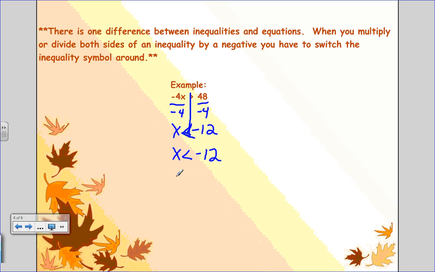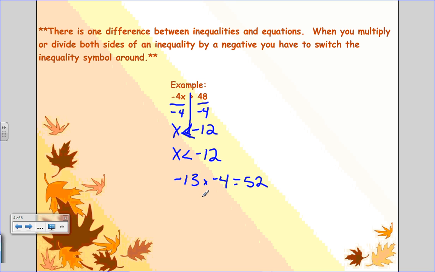So let's check and make sure that this is right. I need a number that's smaller than negative 12. That's like negative 13. That's smaller than negative 12. I gotta go further down to the negatives. If I plug that in to the original equation, negative 4x, negative 13 times negative 4. Two negatives give me a positive. 4 times 13 is 52.